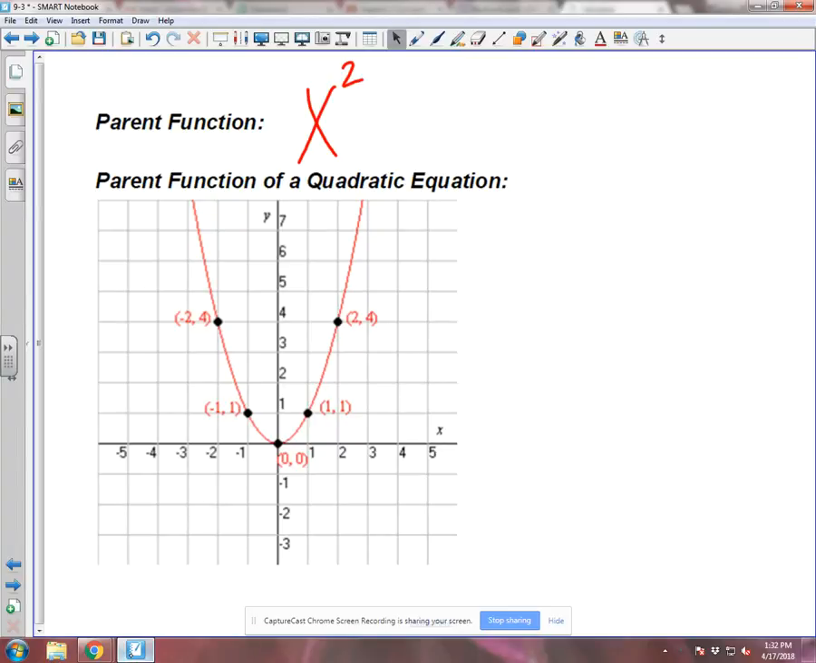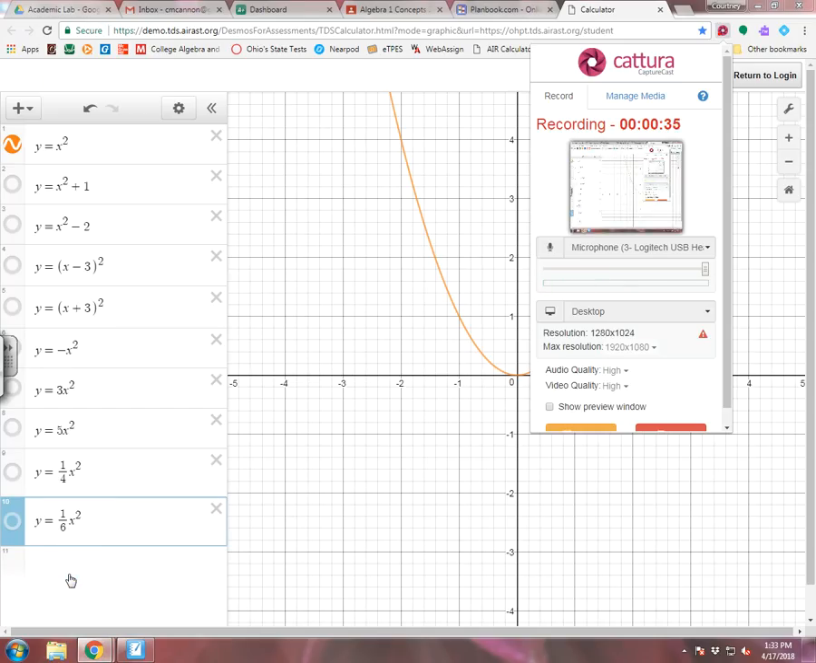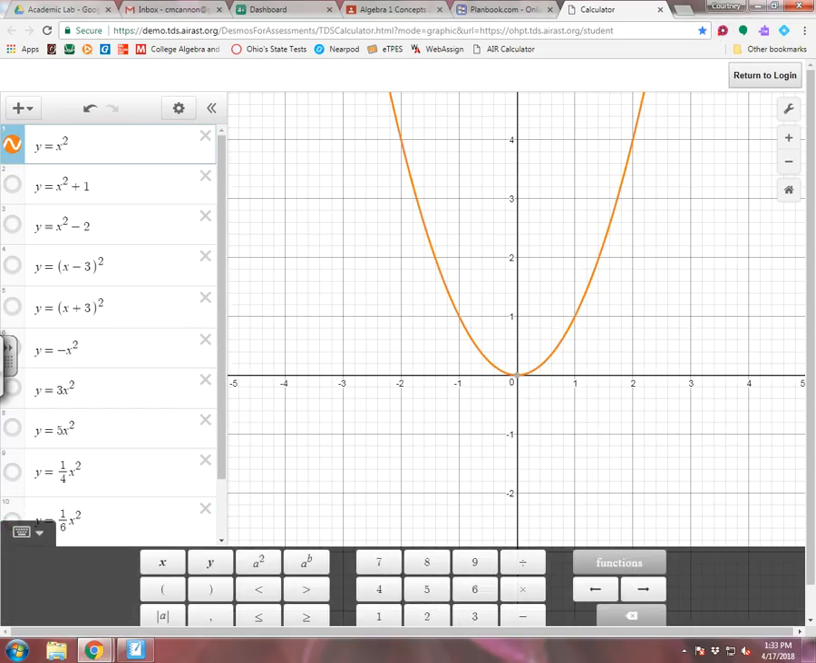Okay, so the most basic form that I can have up here is just plain old x squared. This graph in front of you is what plain old x squared looks like. Which, if I pull it up here on Desmos, this is plain old x squared, which is exactly what that looks like there on your paper, right?